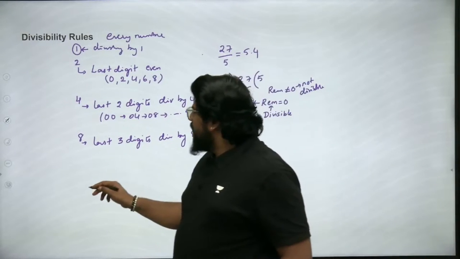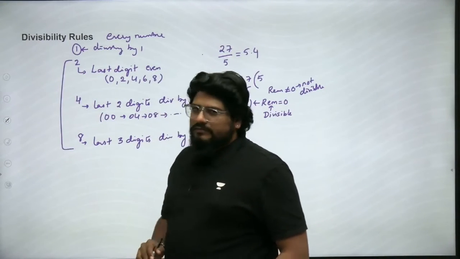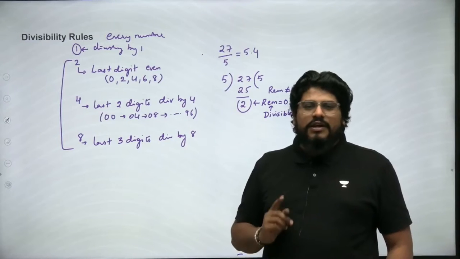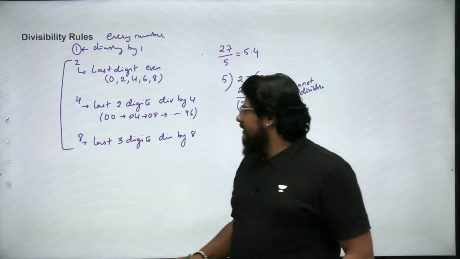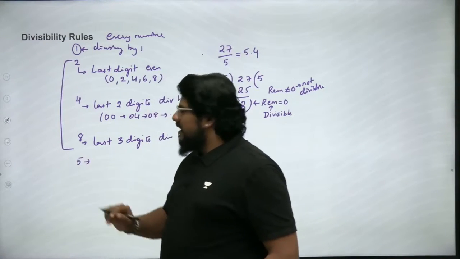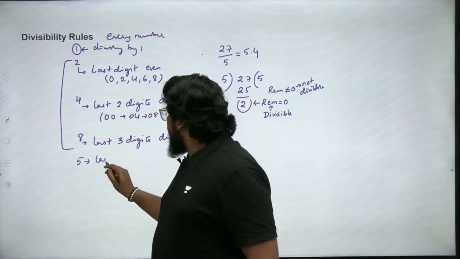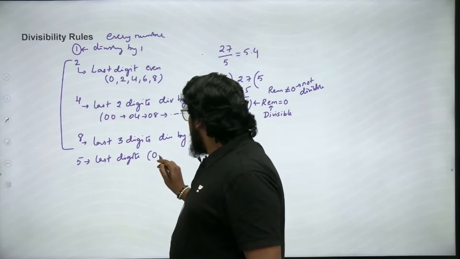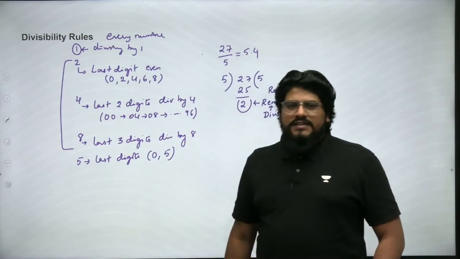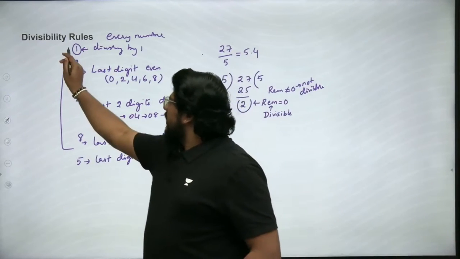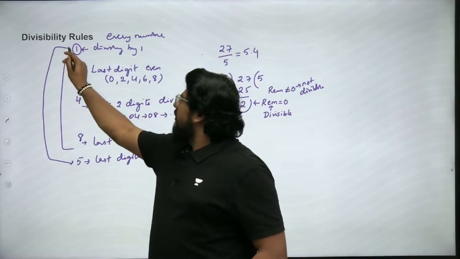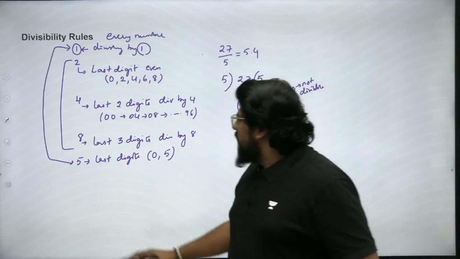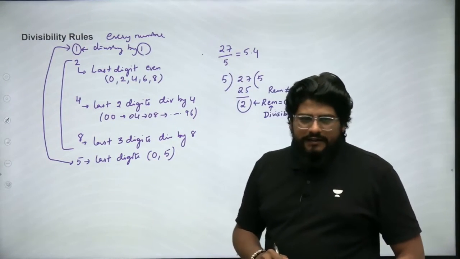So if you club them, for 2, the last digit should be even, which means the last digit should be divisible by 2. For 4, the last 2 digits should be divisible by 4. For 8, the last 3 digits should be divisible by 8. And what is the divisibility rule of 5? The last digit should be either 0 or 5. If the last digit is 0 or 5, then the number is divisible by 5. So I can club the divisibility rules of 1 and 5. Every number will be divisible by 1. For 5, the last digit should be 0 or 5.